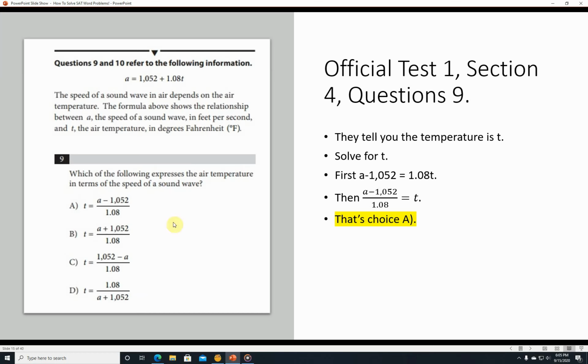All right. So, first they tell you the temperature is T, so we want to solve for T. Just like Mr. T. I pity the fool, don't solve for T. I know, I sound just like him, don't I?